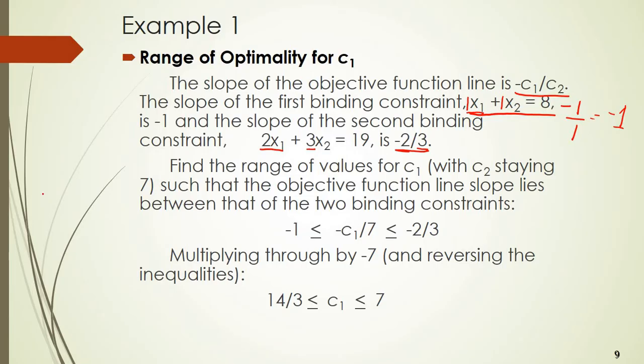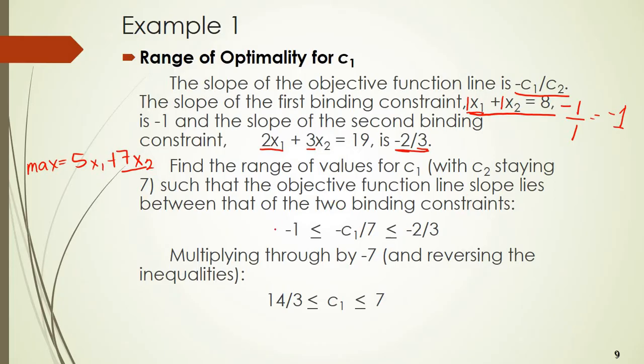So if we could recall, our objective function is max Z = 5x₁ + 7x₂. So we will retain the value of 7x₂, or the C₂, such that the objective function line lies between that of the two binding constraints.